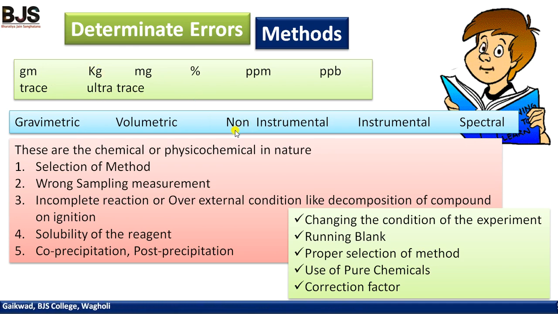Otherwise the method gives the wrong result. Even the precision is wrong, and every time your results are very different. Now these are the chemical and physico-chemical nature of method errors. Now selection of the method is the most important task.